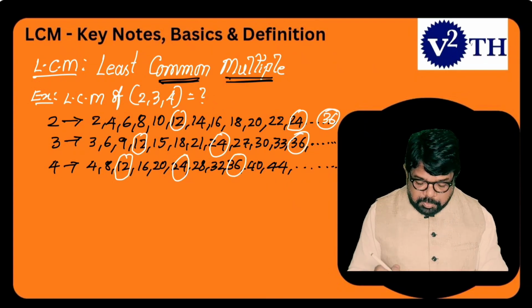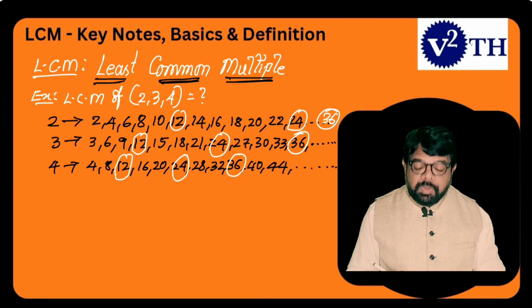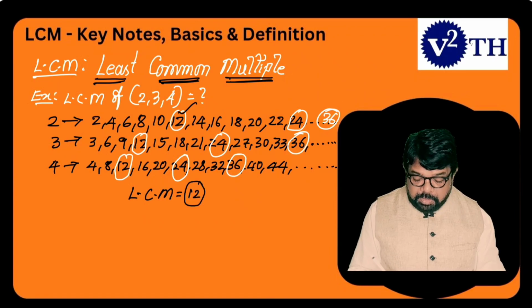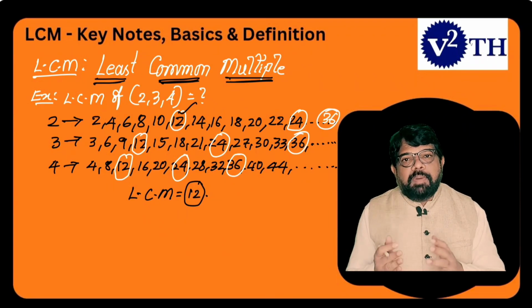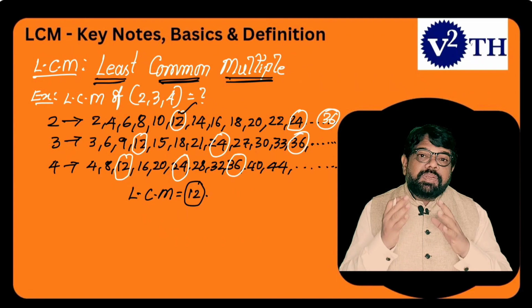Now in these common multiples, what do we require? The least one. What is the least one? 12. So simply we say LCM is equal to 12. That is the exact definition of LCM. For the given numbers, take the multiples; in the multiples, observe the common multiples; in the common multiples, take the least, the smallest one.